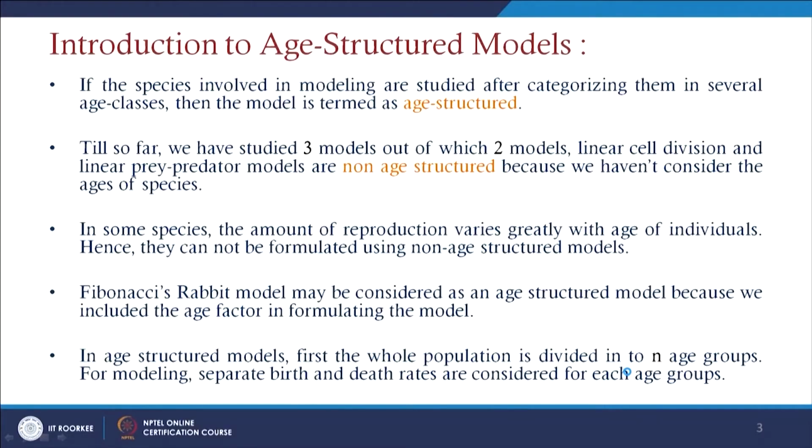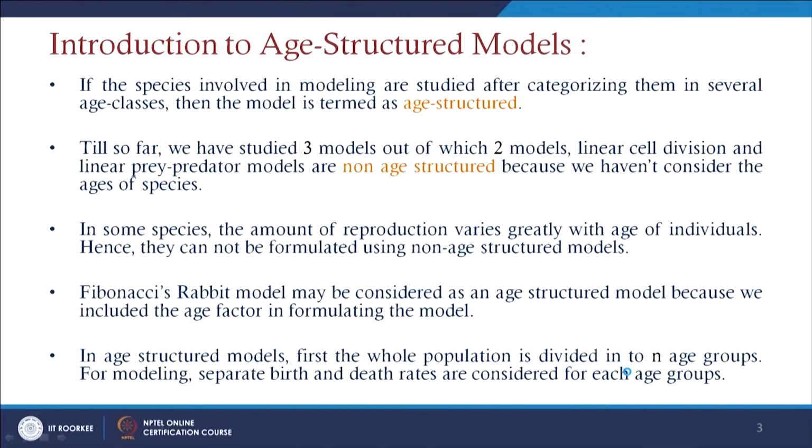But here we consider after how many days or how many years the deer will become fertile and can produce deer, or the tiger can be fertile and produce extra tigers. If you consider these age structured models, then we can have a clear idea about how we can generalize this model. So far we have studied 3 models, out of which 2 models, linear cell division and linear prey-predator models, are non-age structured, because we have not considered the ages of species there.